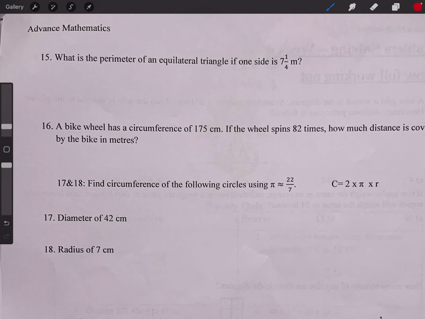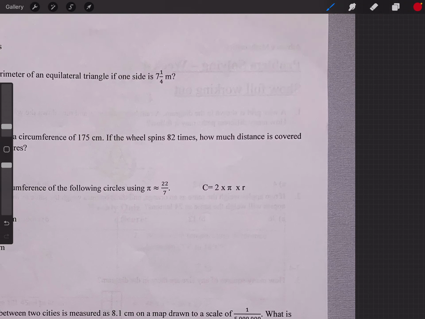What is the perimeter of an equilateral triangle? Equilateral triangle looks like this.